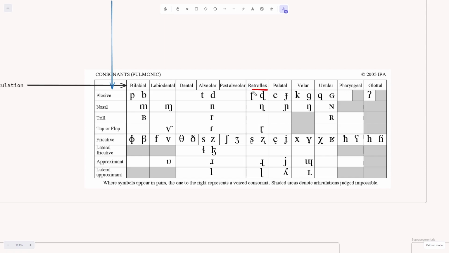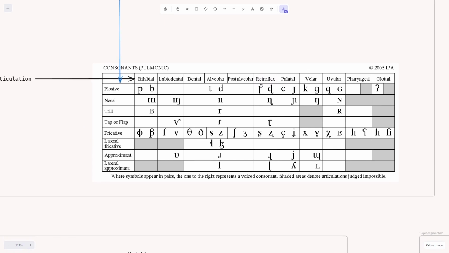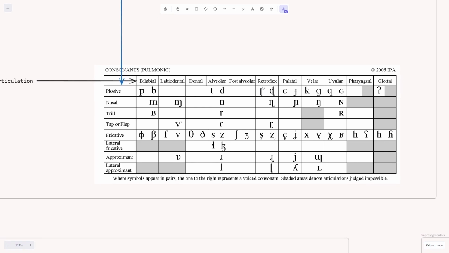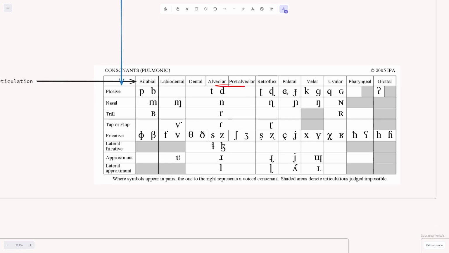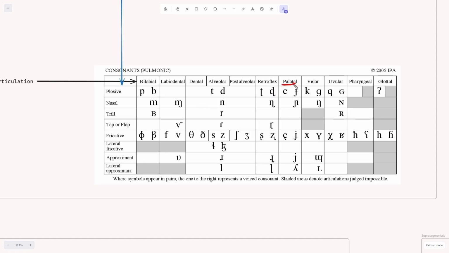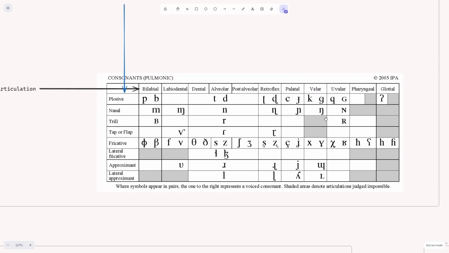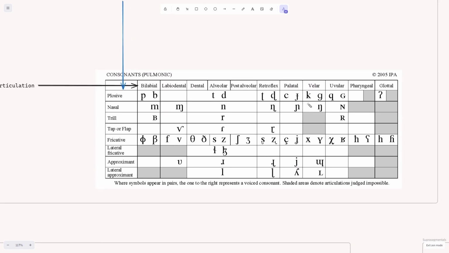Retroflex describes sounds where the tongue has a flat, concave or curled shape, and it's articulated between the alveolar ridge for alveolar sounds and the hard palate, used for palatal sounds. Examples for this are da and da. Palatal describes sounds where the body of the tongue is raised against the hard palate. This, for example, includes sounds like hya and ya. Velar describes sounds articulated with the back of the tongue against the soft palate, or the velum. This includes sounds like ka, ga, ha, or nga.